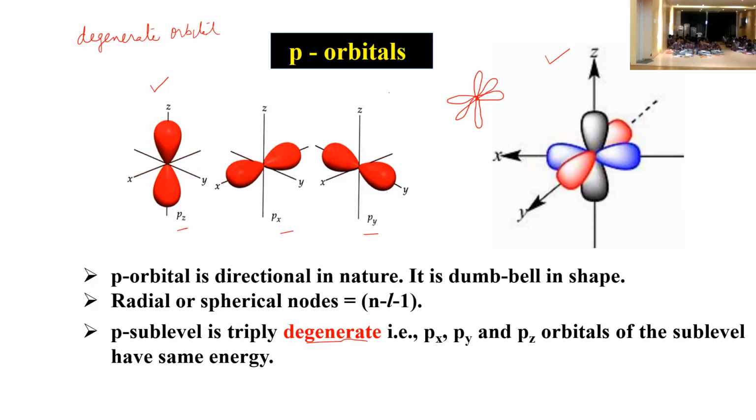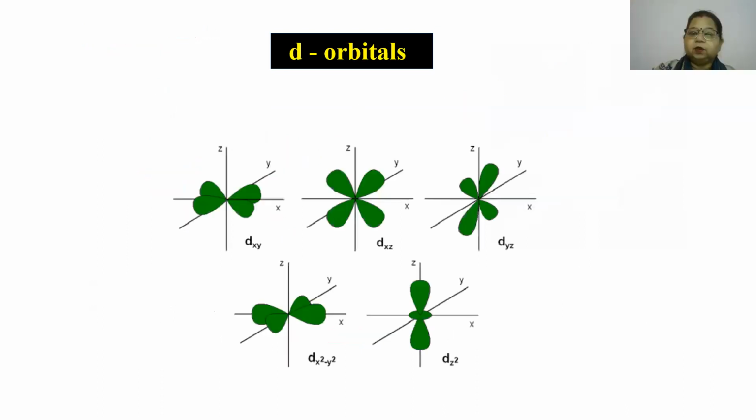Yes, ma'am. Okay. Now talking about the d orbital. In my opinion, we only need to focus on the last one, dz square. In the d orbital, as I have told you, it can have a maximum of 10 electrons, that is 2 electrons in each dumbbell.